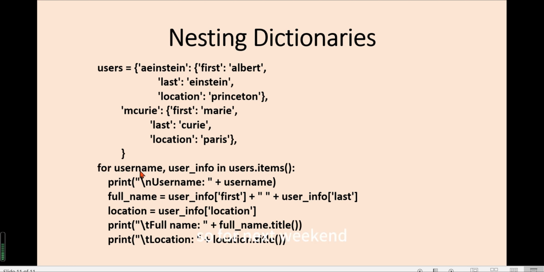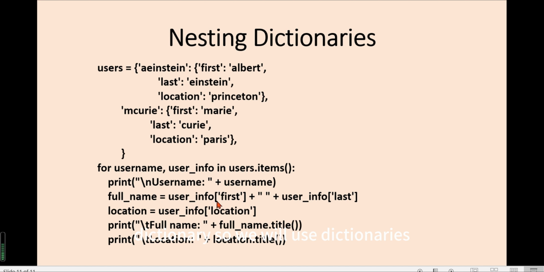So next we can print out this information. A for loop, for username, user info, we create 2 variables here from the users items list. Users is a dictionary. The items will return a list of key value pairs. Key is here, value is here, key is here, value is here. So for username, user info, print your username, then your full name is user info first, because user info for each person is a dictionary.